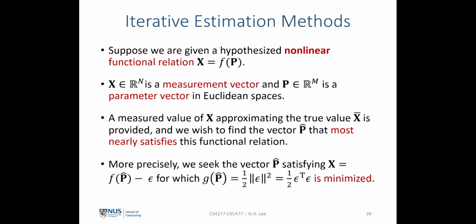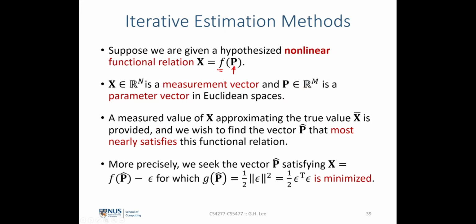Now, let's rewrite the function in a more general way. Suppose that we are given a hypothesized nonlinear functional relation, which we call f of p over here. P here represents the parameters to be optimized, and x here would be our measurement vector. This is an n-dimensional measurement vector, where p here is the parameter vector that I've mentioned earlier on to be optimized in the Euclidean space. And let's assume that this has m dimensions.